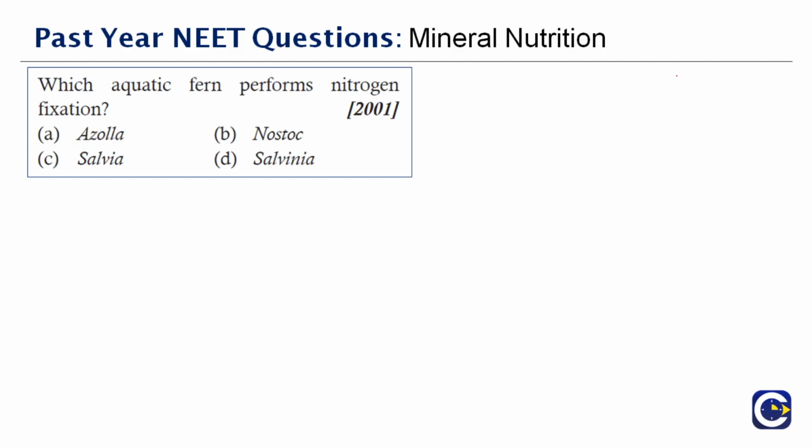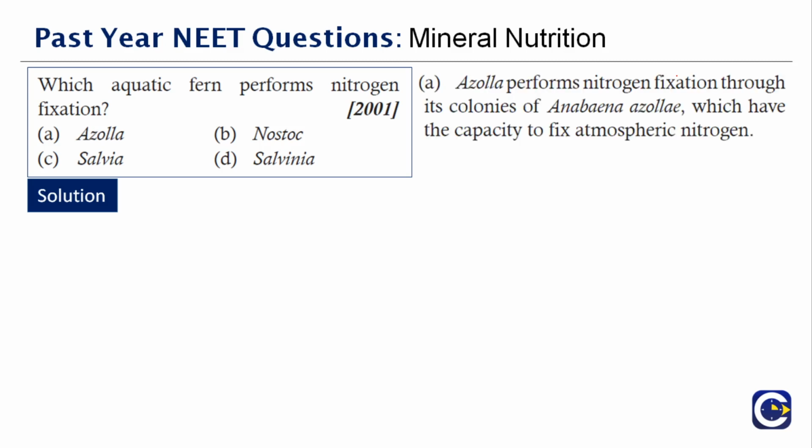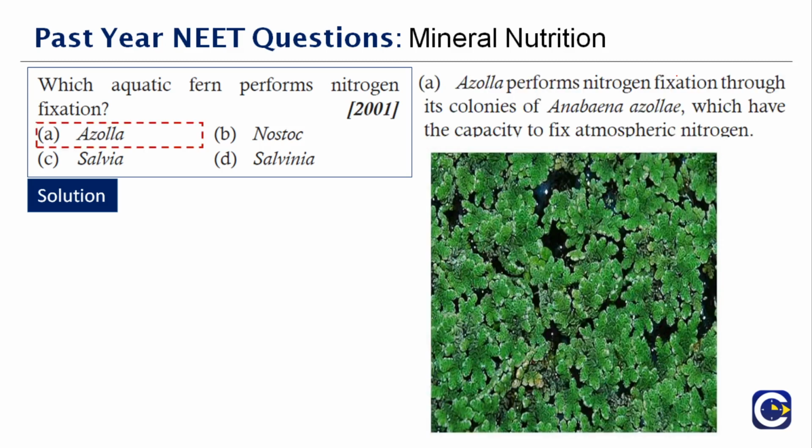Next question here. Which aquatic form performs nitrogen fixation? So you have four options here. Salvinia is not the answer, so it should be either Azolla or Nostoc. What will be the answer now? Azolla performs nitrogen fixation through its colonies of Anabaena azollae, which have the capacity to fix atmospheric nitrogen. Therefore, the right answer is option A.